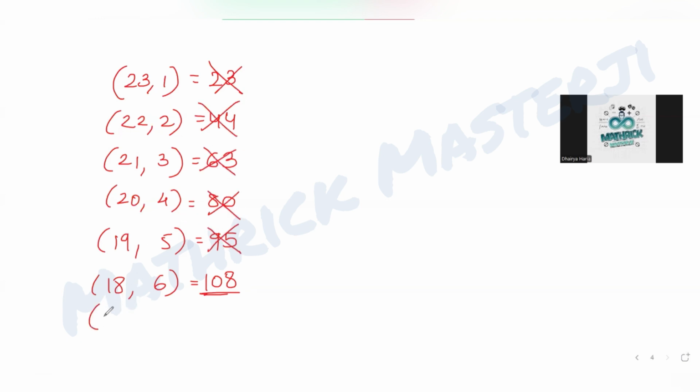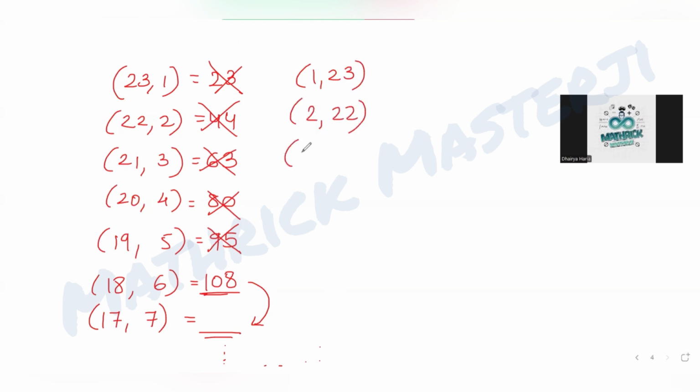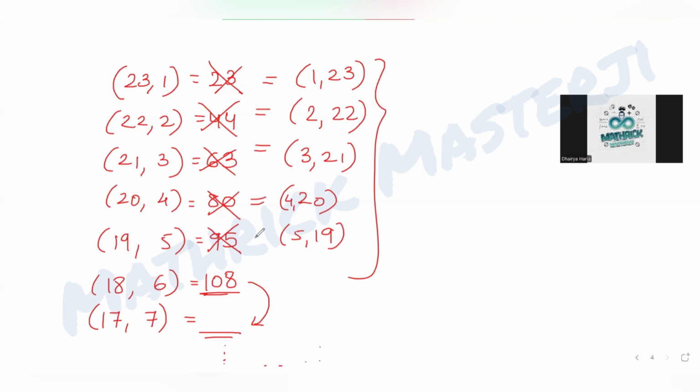And then from 18, 6, if I see 17, 7, all of them will have the product increasing. So basically, it will become greater than 108. It will continue on. And if I just switch the terms, 1, 23, 2, 22, 3, 21, 4, 20, then 5 and 19, all of this will also become the same values, which will also not be part of the favorable outcomes. So in total, out of 23 outcomes, these 10 do not satisfy the required favorable event. So these 10 are out.